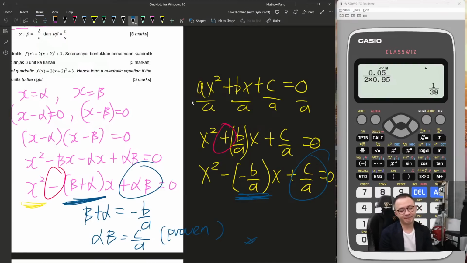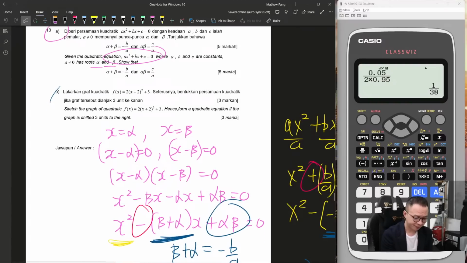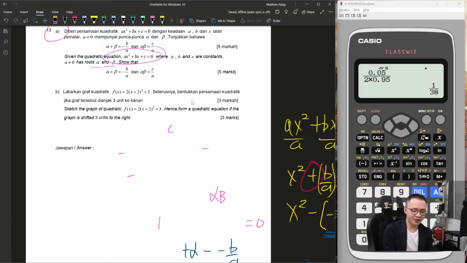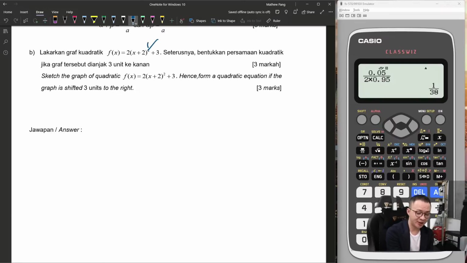Okay, so it's basically comparing the two quadratic equations, and then you should be able to easily get this 5 marks. B, sketch this graph, and form the quadratic equation after shifting 3 units to the right-hand side. Okay, this one should be quite easy. First thing is you should understand that the equation is in vertex form, because it's after they do the completing the square. So this vertex form tells me I have a minimum point at negative 2 and 3.